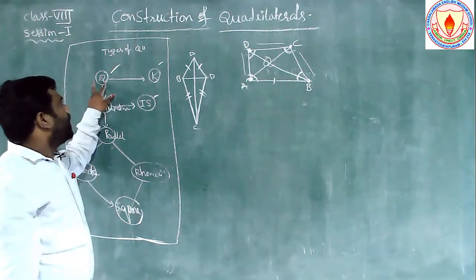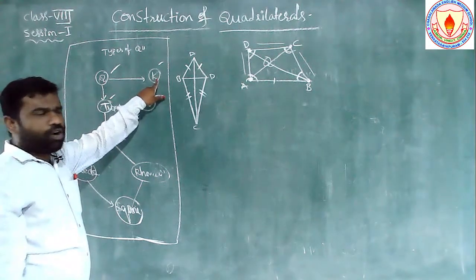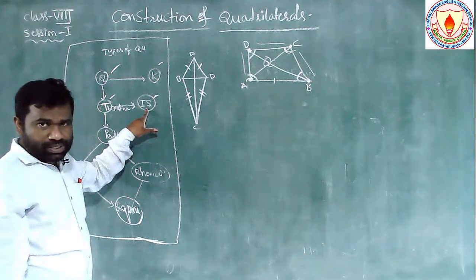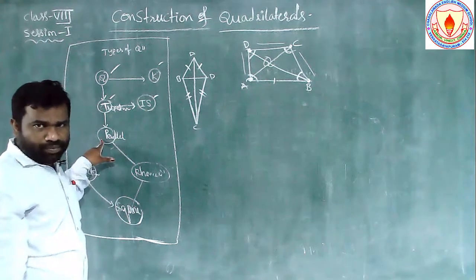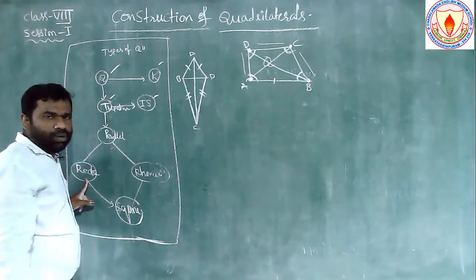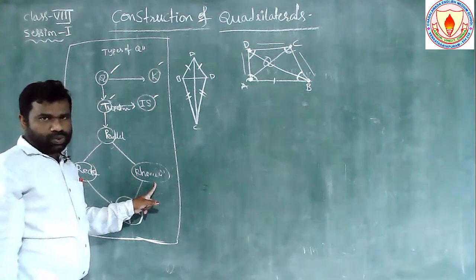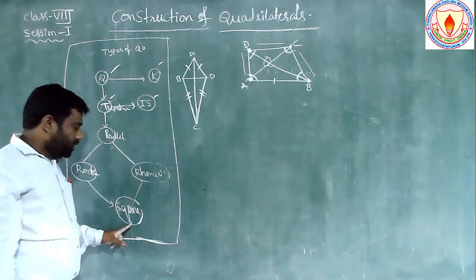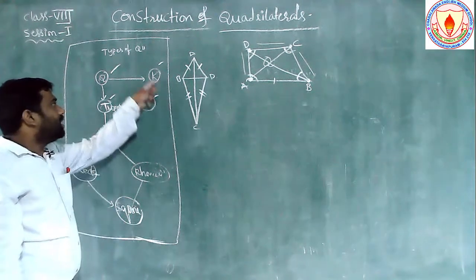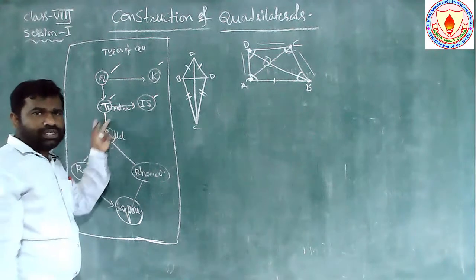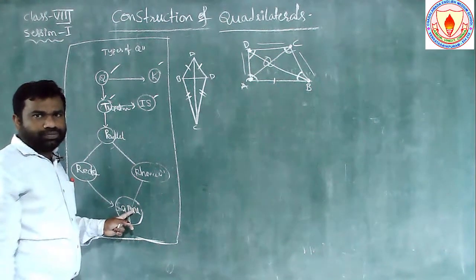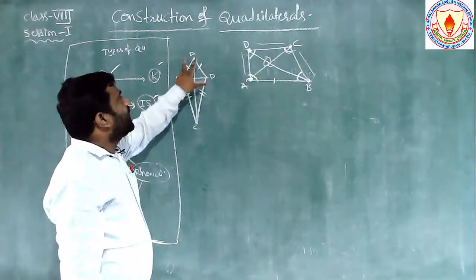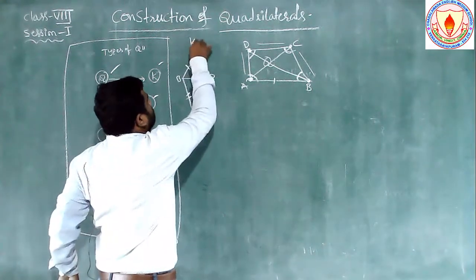Here kite is one type of quadrilateral. Trapezium is one quadrilateral, isosceles trapezium is one quadrilateral, parallelogram, rectangle, rhombus, and square are each one quadrilateral. These are the types of the quadrilateral. This mind map is very important. One by one we will discuss. First of all, kite.